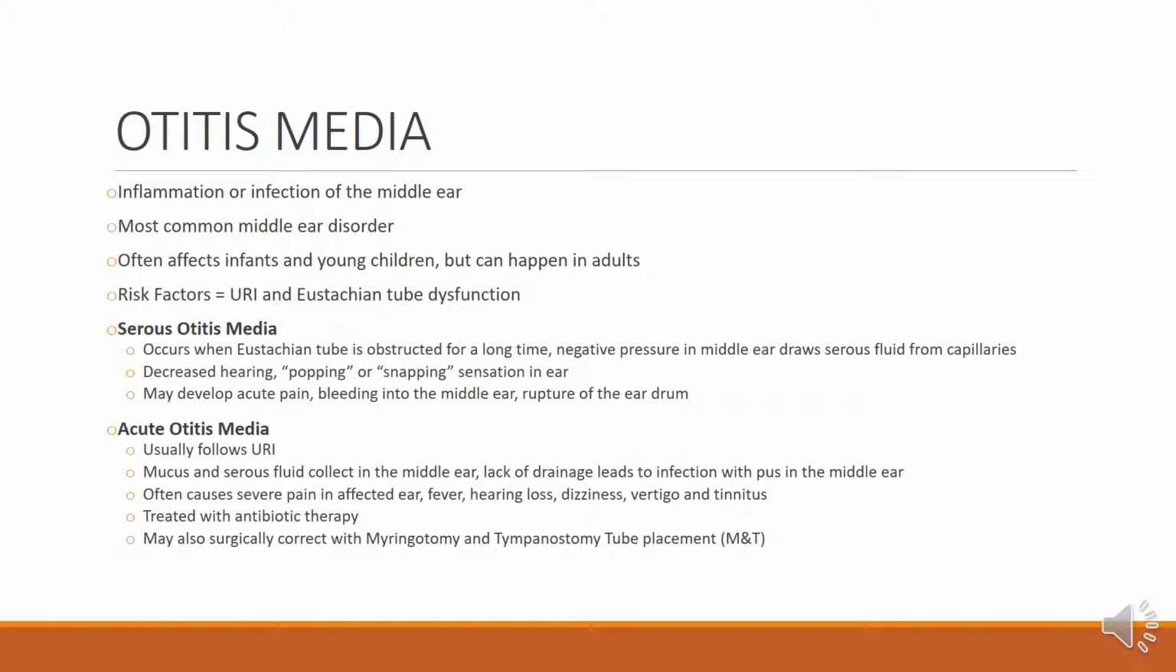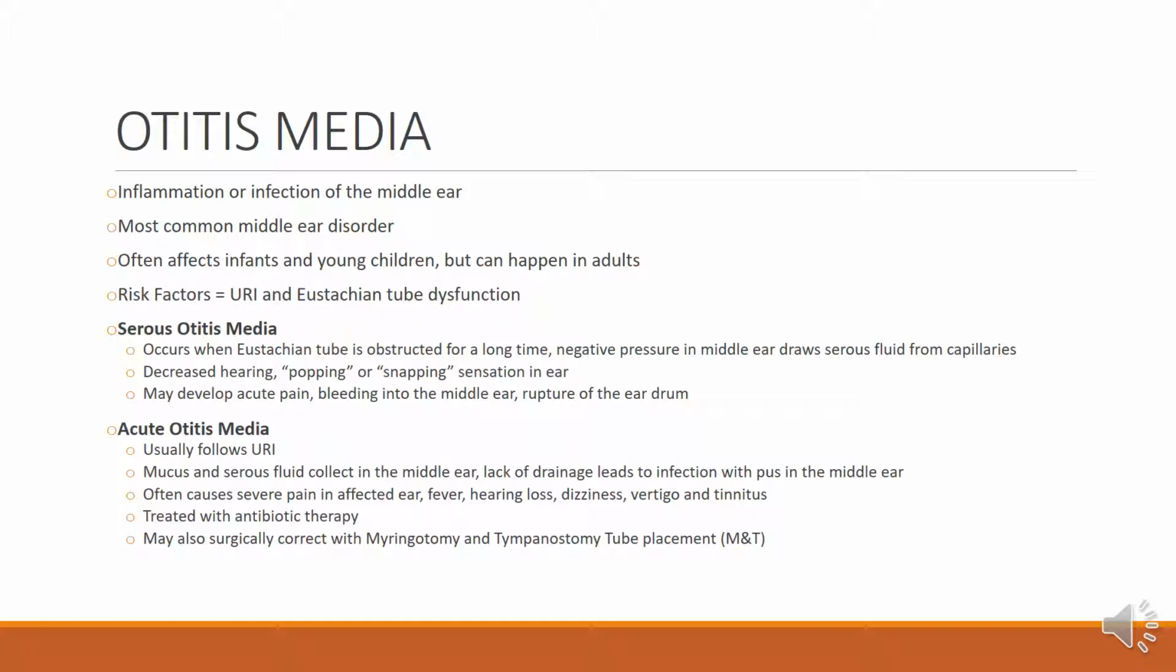And then acute otitis media, this is what you're going to think of more when you think of the young kids that end up having multiple ear infections. This usually follows an upper respiratory infection. Mucus and serous fluid collect in the middle ear, and that lack of drainage leads to infection with pus in the middle ear. It often causes severe pain in the affected ear, fever, hearing loss, dizziness, vertigo, and tinnitus or ringing in the ear.